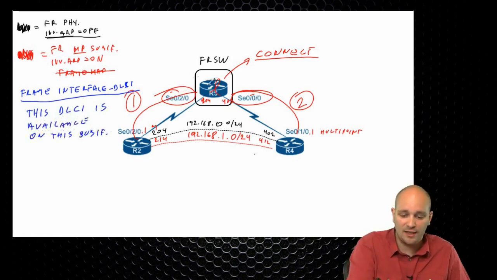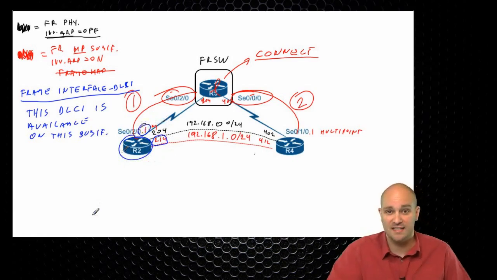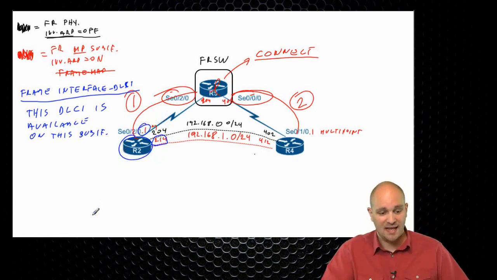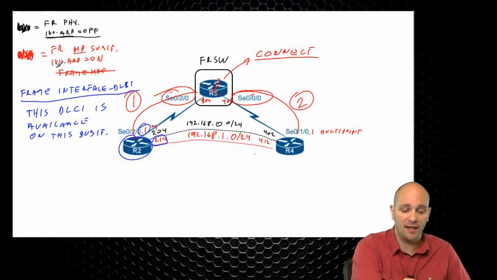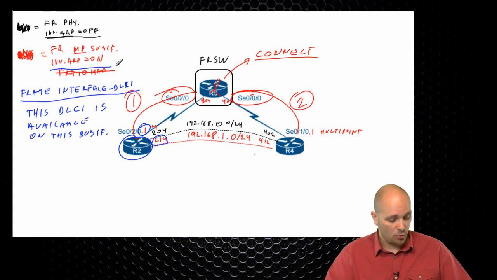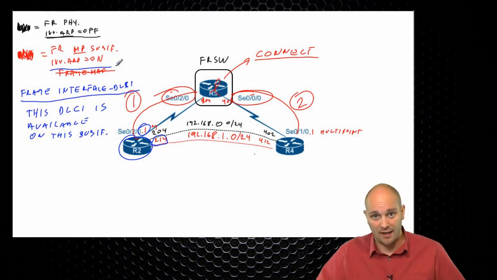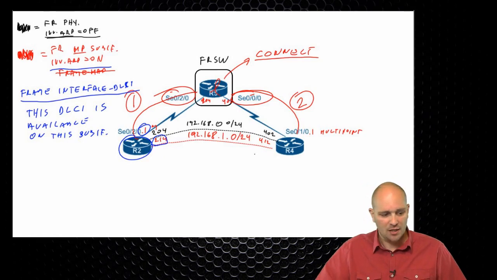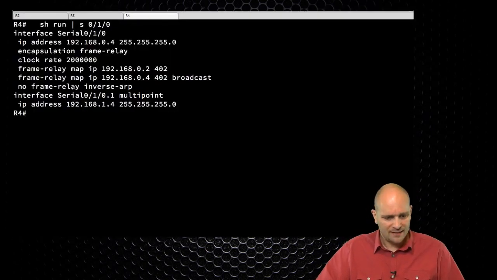And that's exactly what I need to do. I just need to tell my router R2 here that DLCI 214 is actually available on a sub-interface and not on the main interface. Then what's going to kick in is the inverse ARP, which is going to help me provide my layer 3 to layer 2 resolution. So let's go and take a look at this.